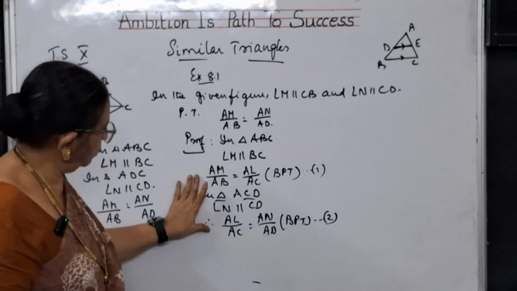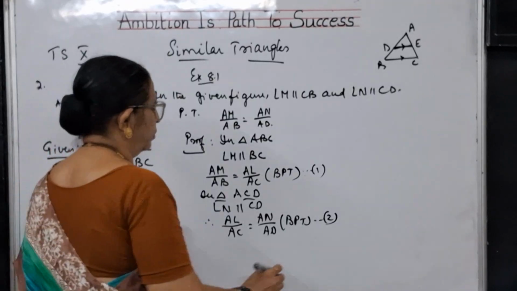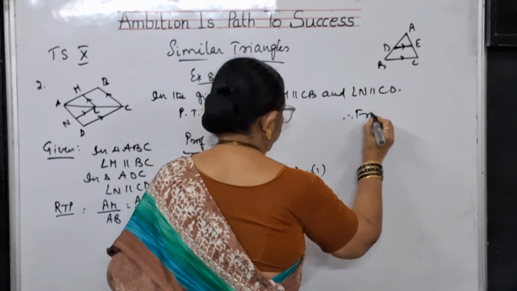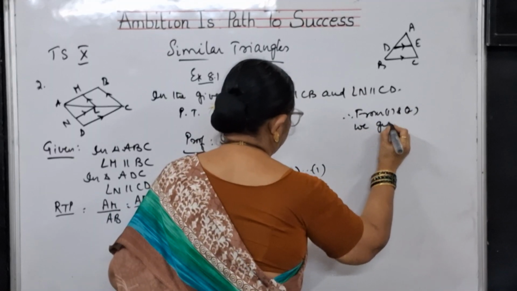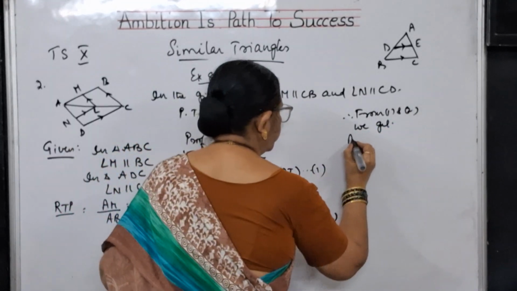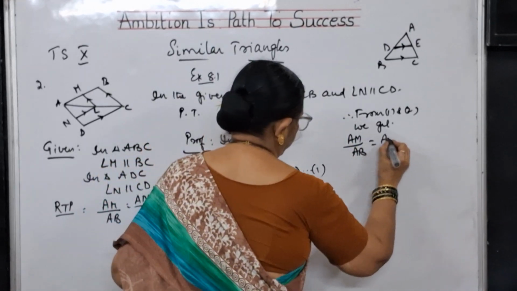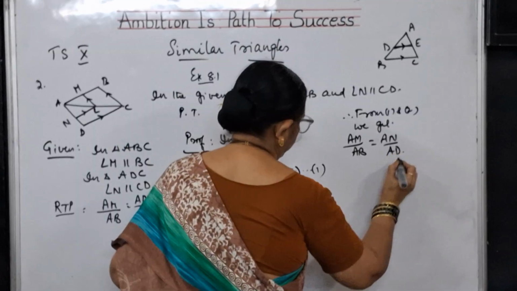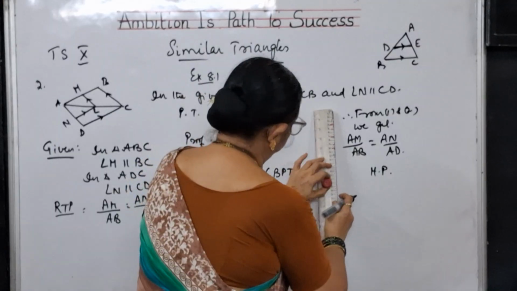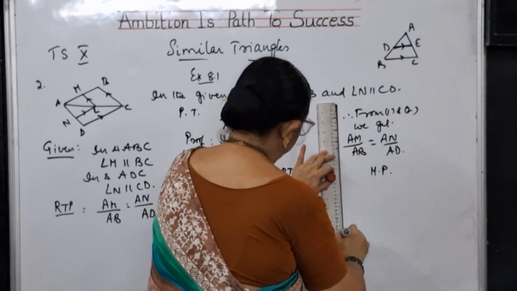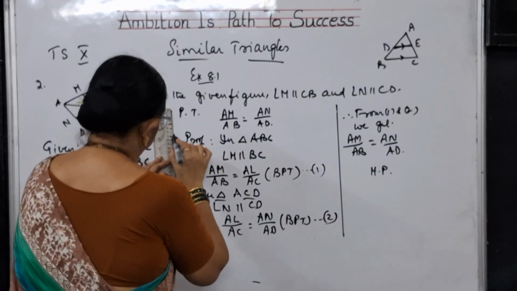So in these two cases, you see this is repeating, AL by AC, AL by AC. So therefore, from 1 and 2, we get AM by AB is equal to AN by AD. Hence, proved. So this is the proof. I am dividing it so that it is convenient for you to copy. This is the proof.